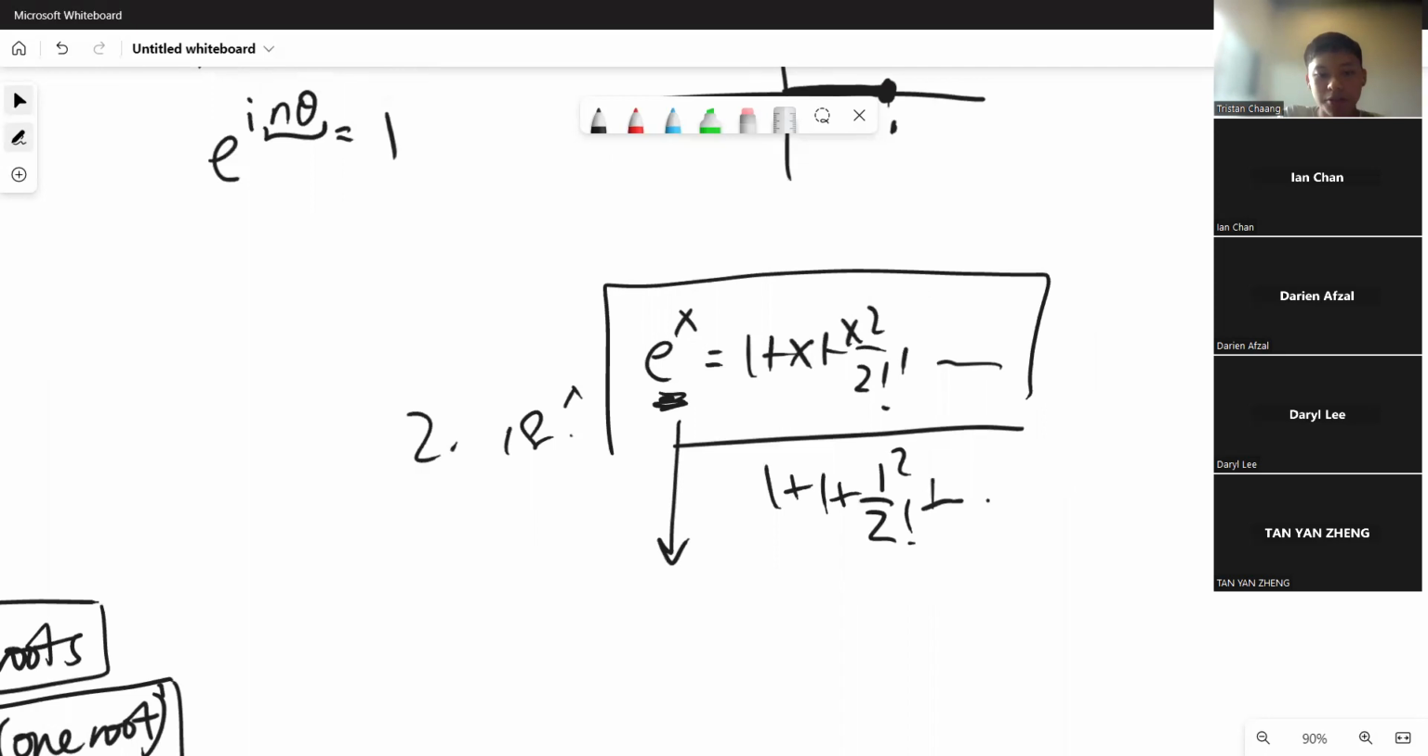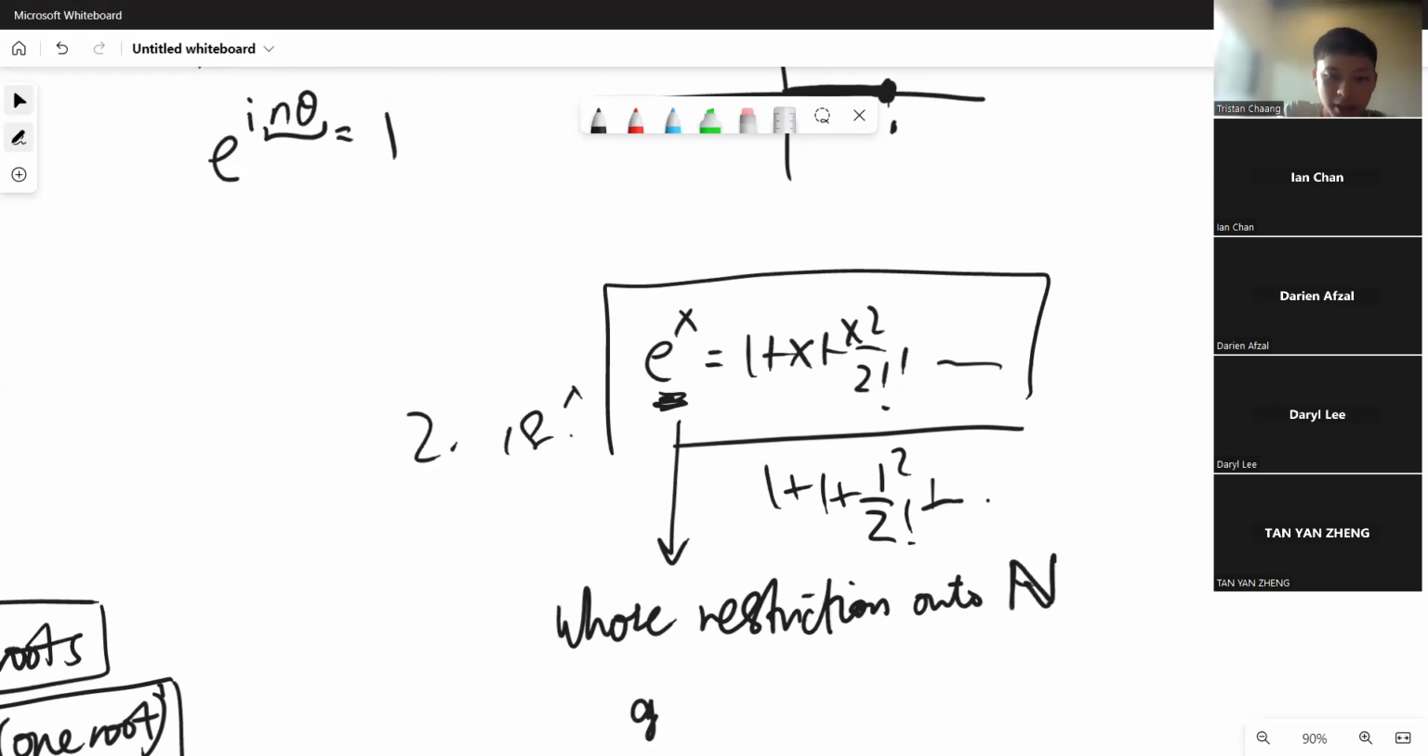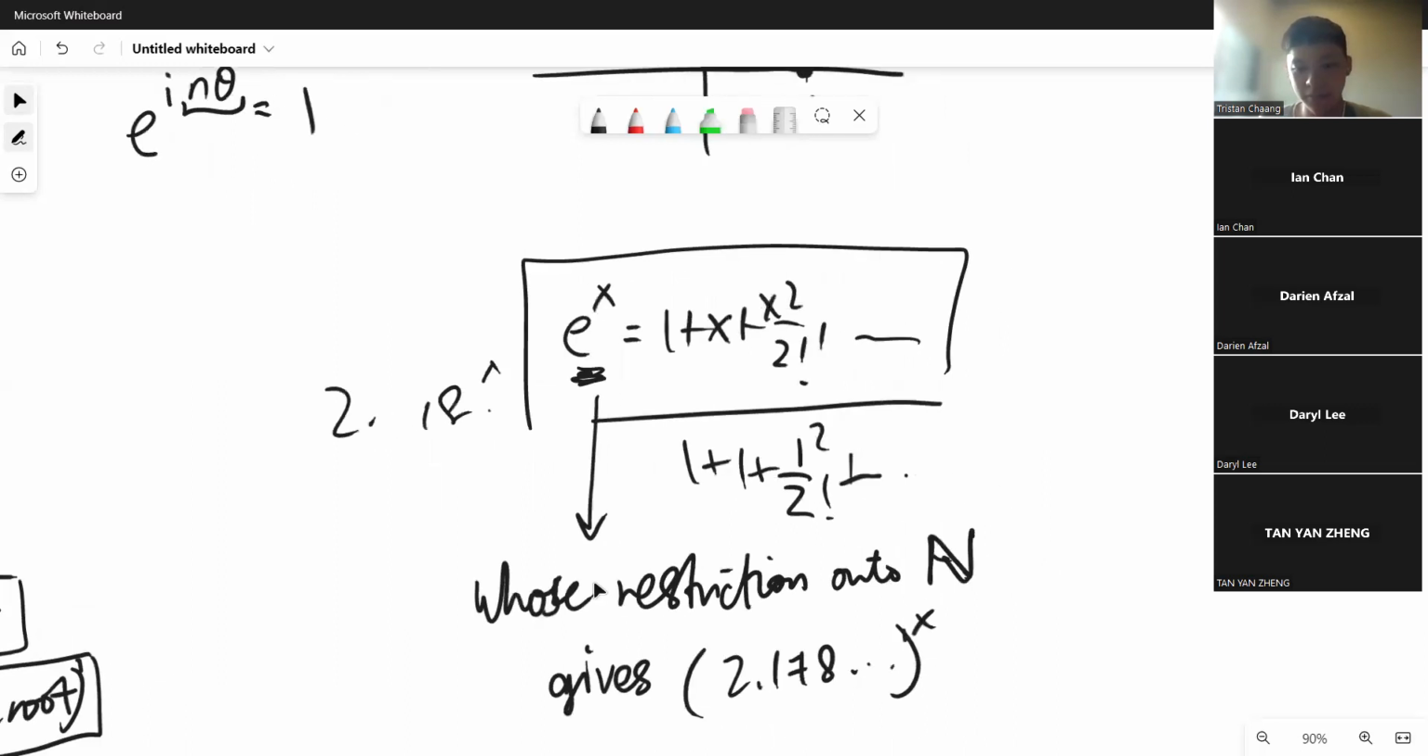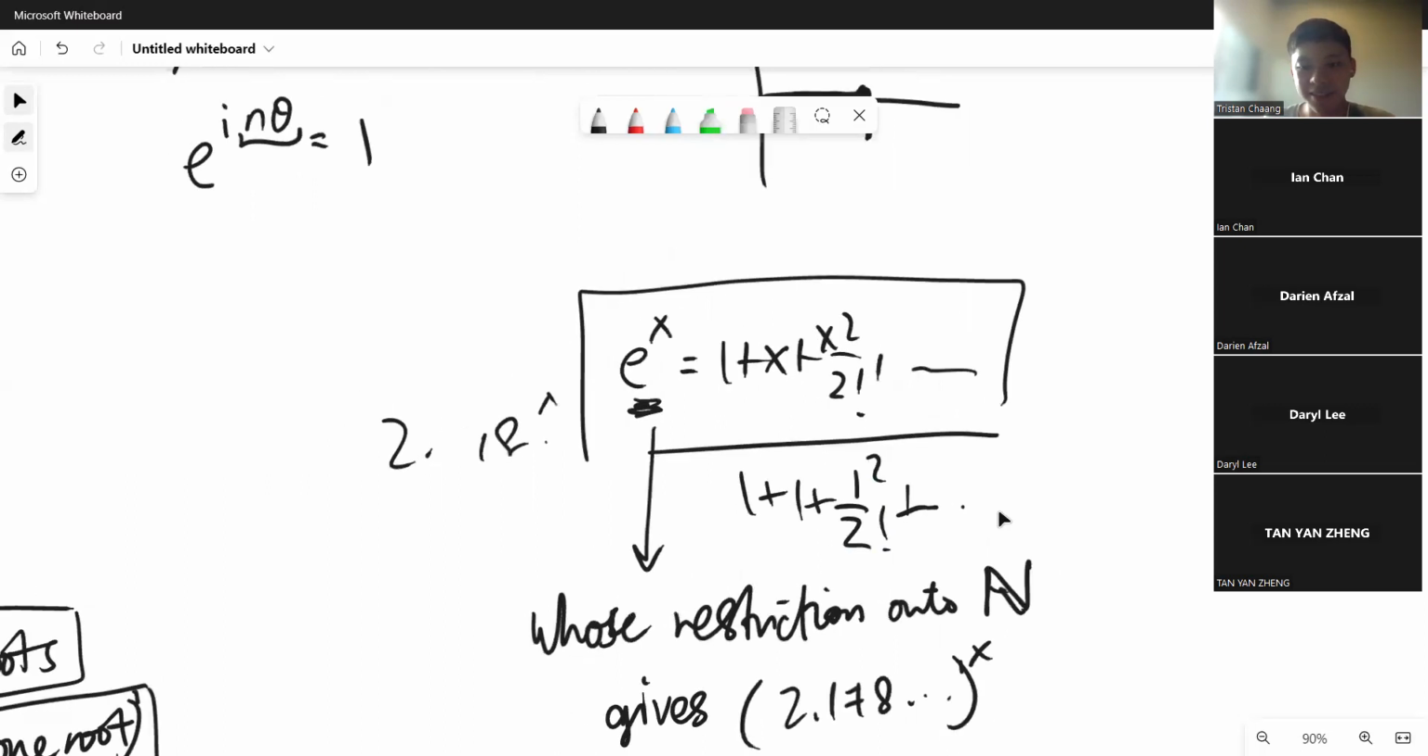So it's a function whose restriction onto n gives literally 2.718..., the number e to the power of x. So we want a function that is consistent. Does that answer your question?